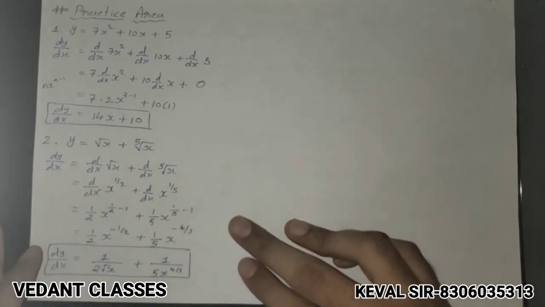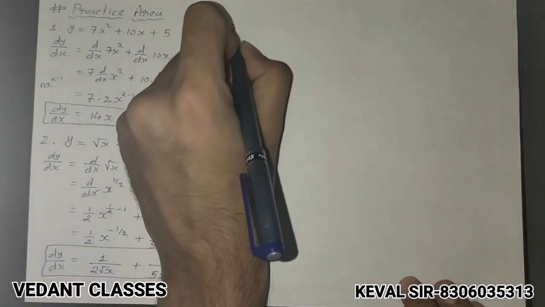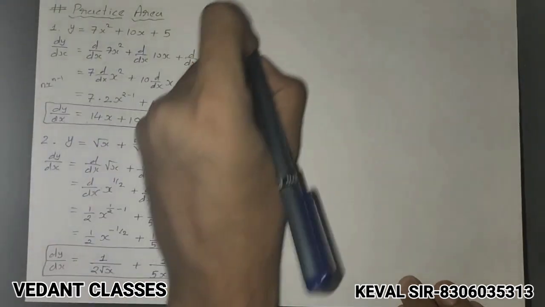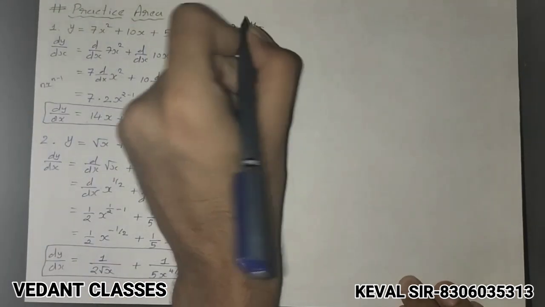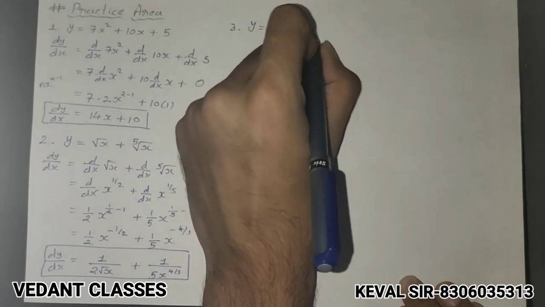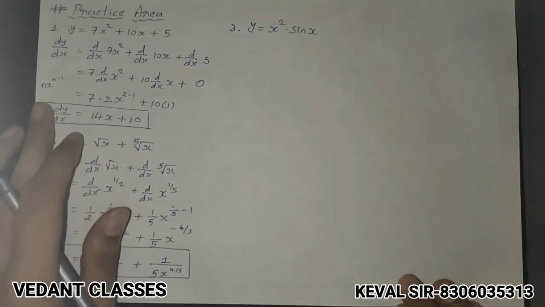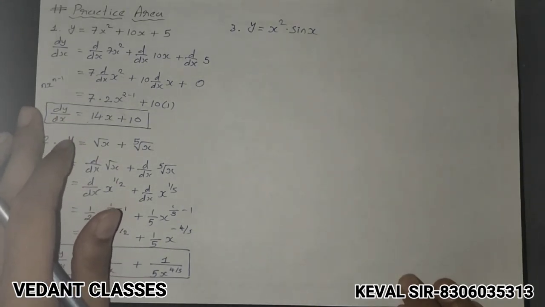Okay, just apply the formulas, remember the formulas and just apply the equations. Okay, now let's solve the third one. Let's consider the question y is equal to x square sin x. Now you can see here algebraic function and trigonometric function both are there in a product form, so we need to apply the product rule.